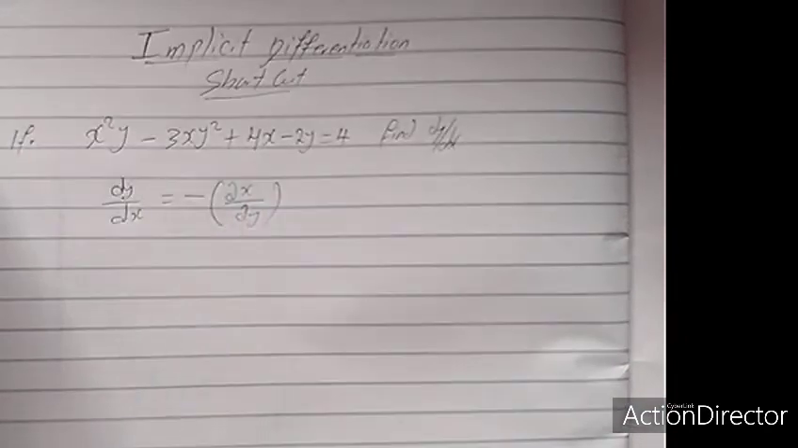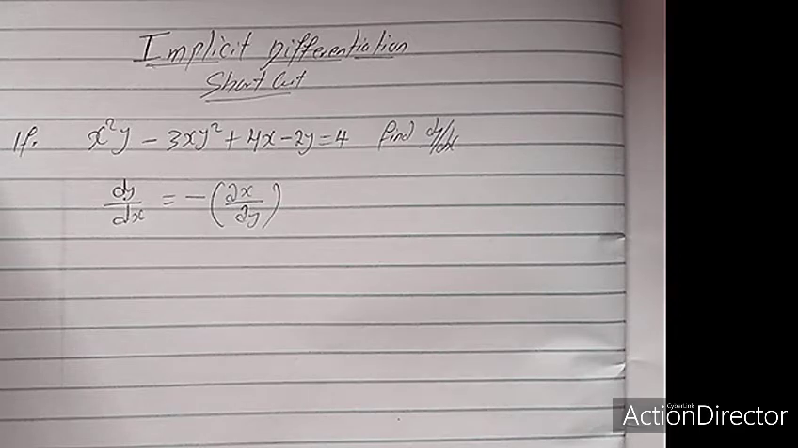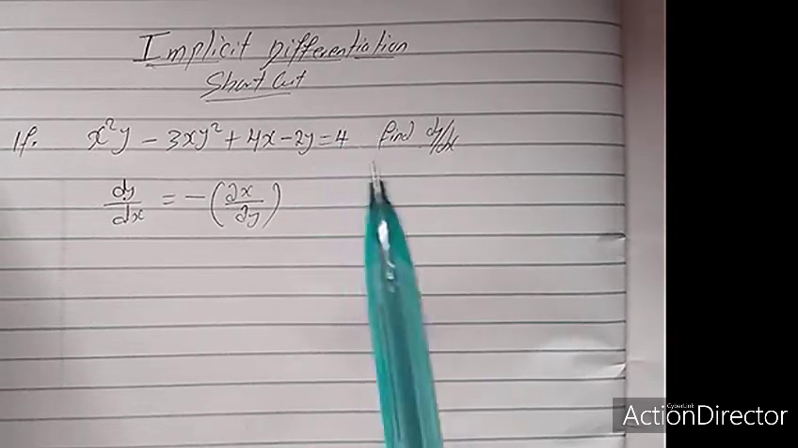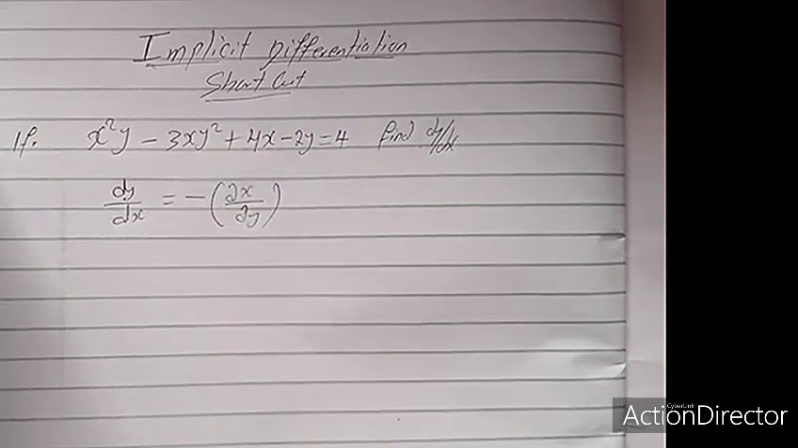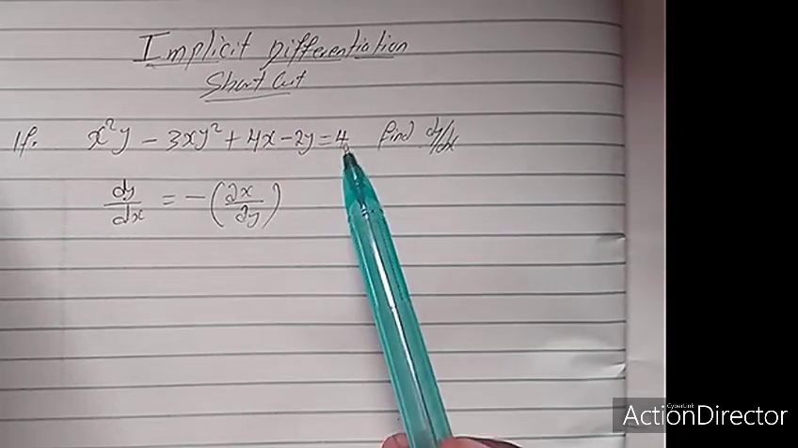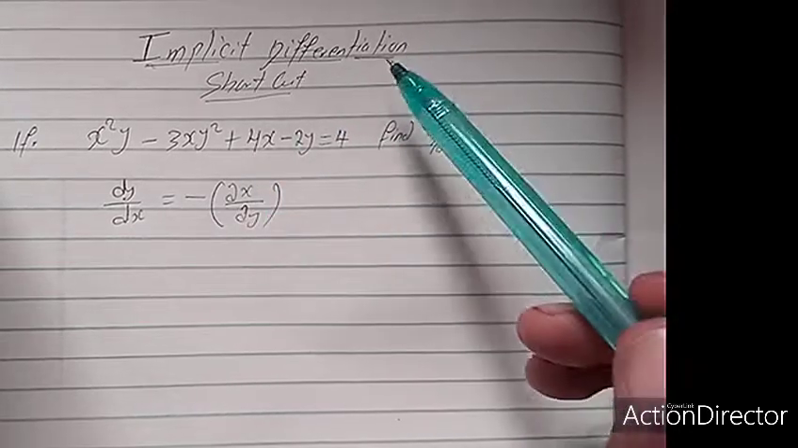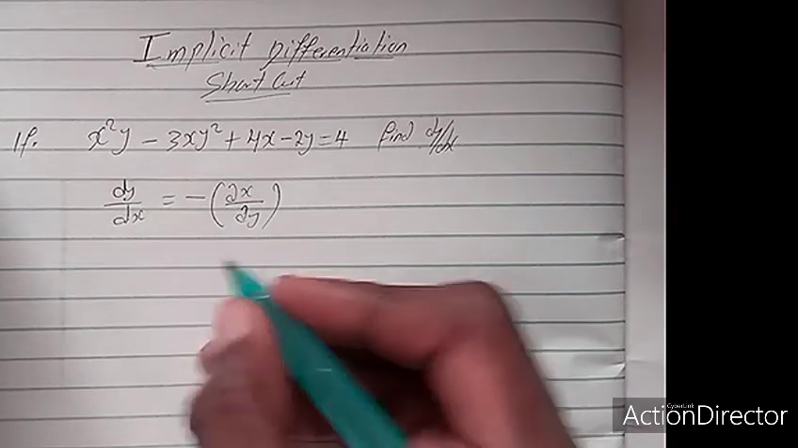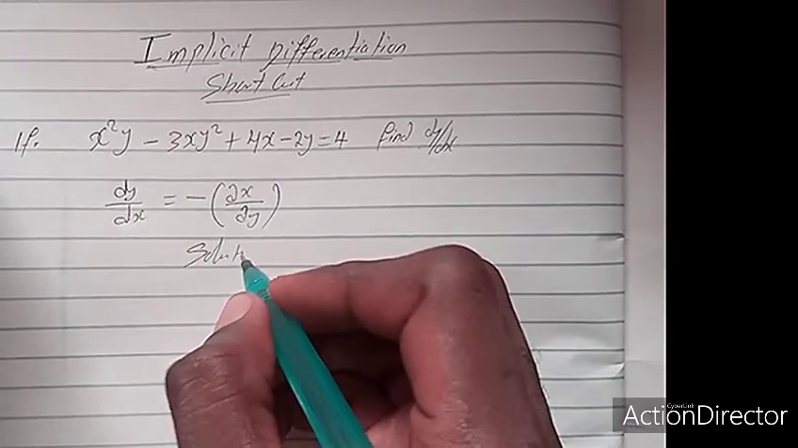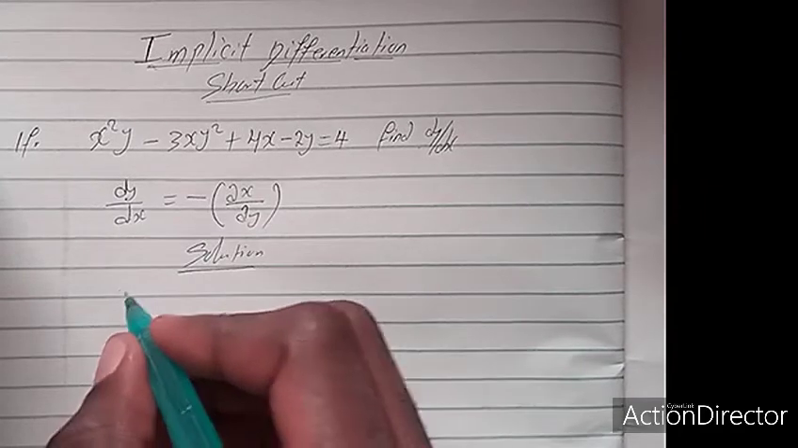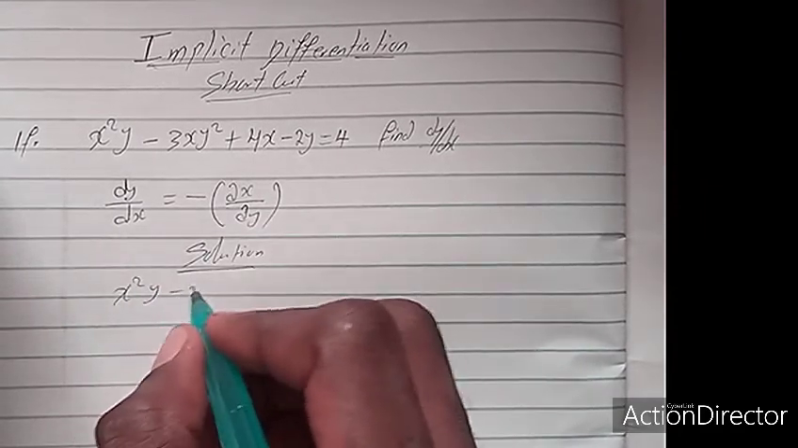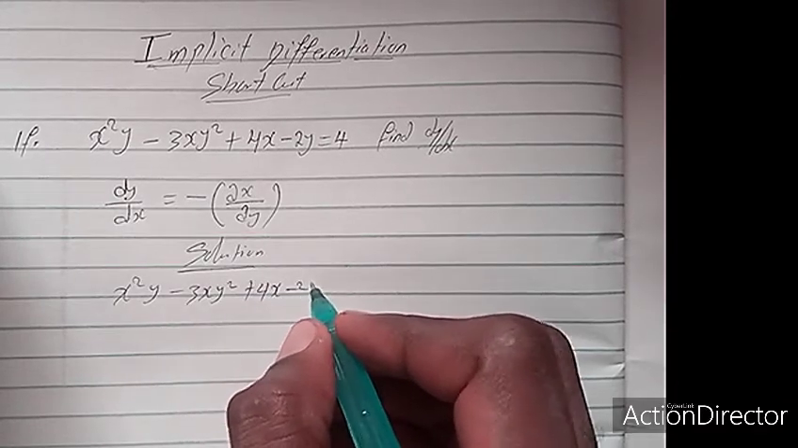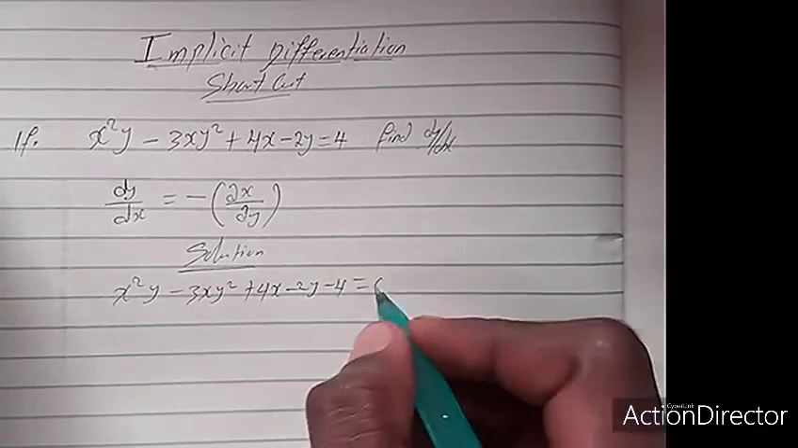So now let's look at this question, but before you solve it, just take note of one thing. Your right hand side, what is there? This one is a constant, so I will always advise that you equate this thing to 0 before solving, in case you have a function of x or a function of y, something that carries x or y, at the right hand side. So let's start solving. Solution, I said you should equate it to 0. x squared y minus 3x y squared plus 4x minus 2y minus 4 equals 0.